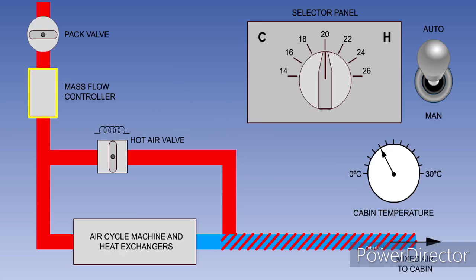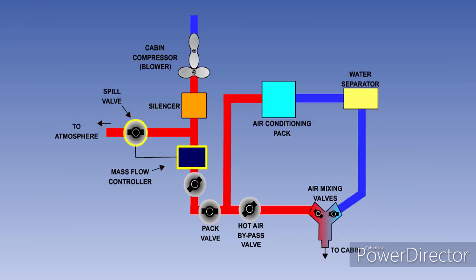The pack flow control valve may incorporate a mass flow controller, or it may be a separate unit. The mass flow controller is fitted to ensure that a constant mass flow of air is supplied to the air conditioning packs, regardless of the engine RPM or intake air pressure. This helps to make control of the aircraft pressurization much easier. When used with blower systems, the mass flow controller operates a spill valve, which dumps excess air to atmosphere.